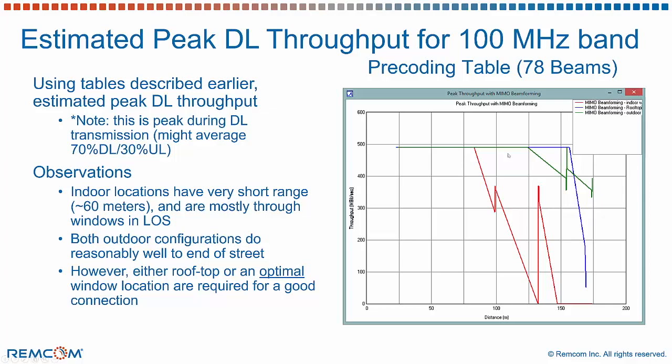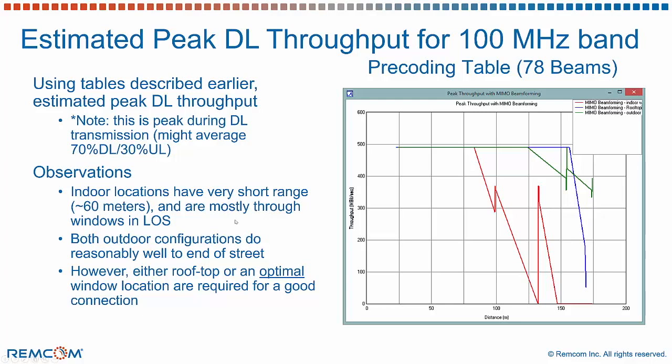However, for the other two configurations, the throughput is very close to the maximum, able to achieve some level of 256 QAM, all the way out until we get to the last house on the street, where some shadowing by trees starts to get in the way. So the two exterior mounts seem to be doing fairly well here. And the interior, of course, has a very short range.